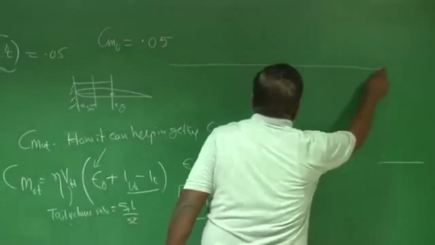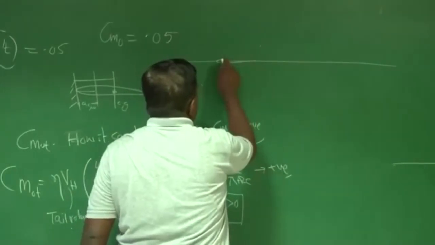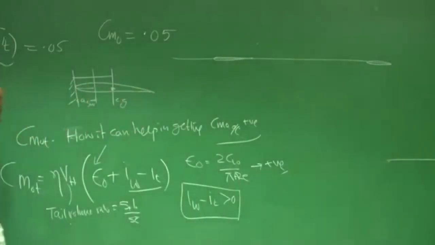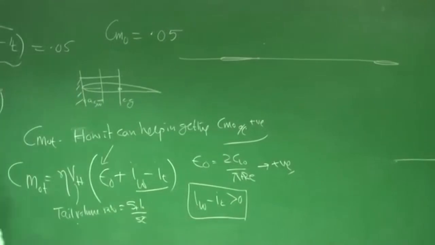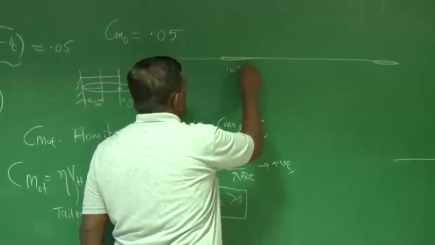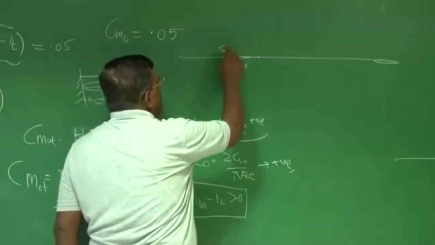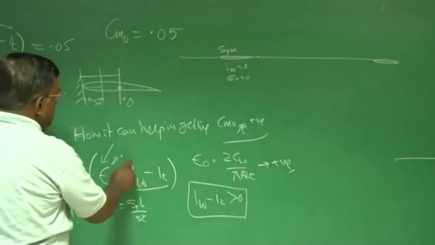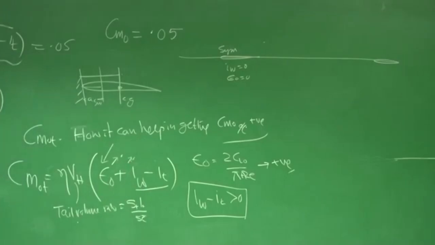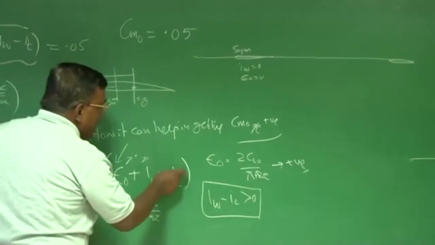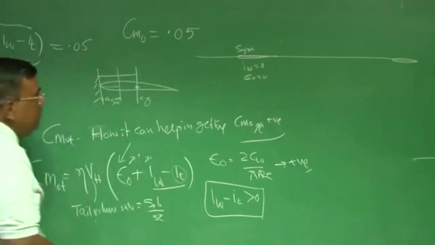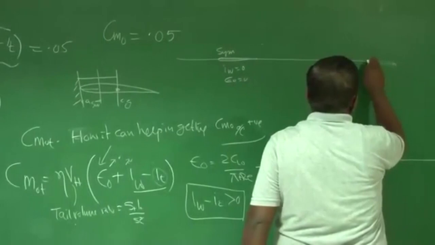Meaning thereby, if I have a wing here and tail here, I can increase the CM naught contribution to the aircraft by, let's say in the first case, I put IW equal to 0, and let's say it's symmetric, so epsilon naught equal to 0. So in this expression, if you see, this term goes to 0, this term goes to 0. So the only way to get CM naught positive from the tail is to make IT negative, right? If you make IT negative, then this term will become positive.